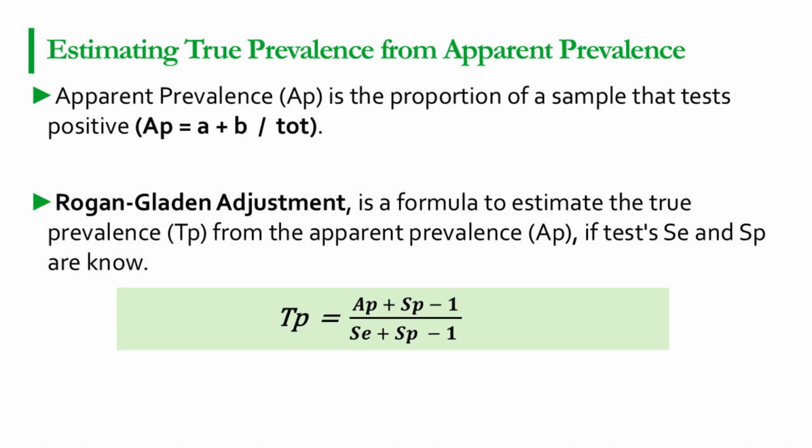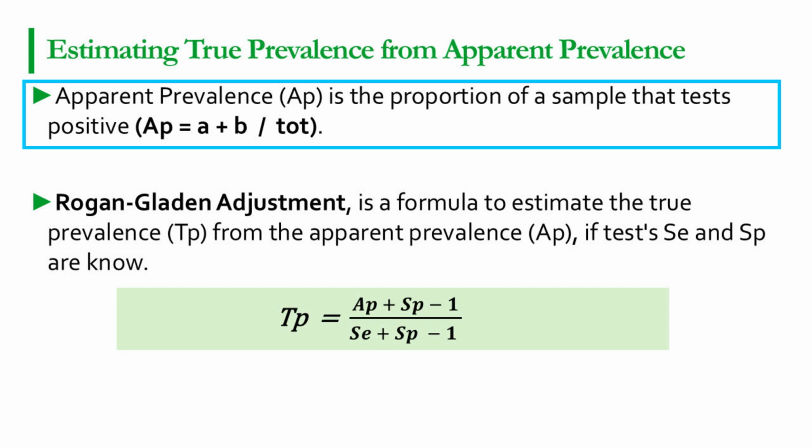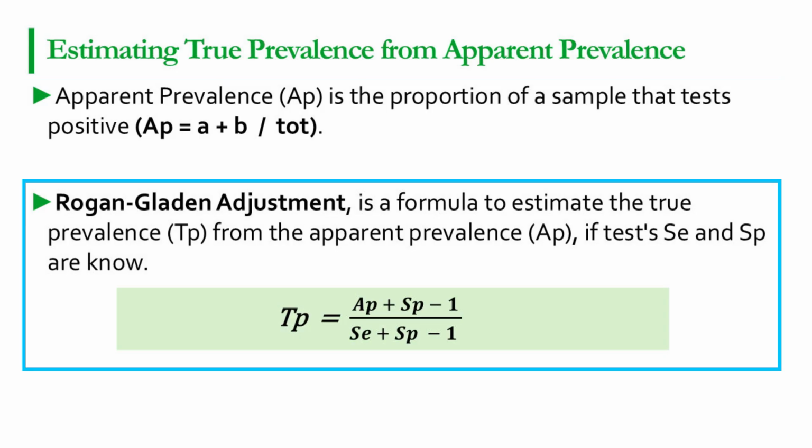The relationship shown is that apparent prevalence is A plus B over the total, meaning both true positives and false positives contribute. If the test is imperfect, apparent prevalence is biased away from the true value. The Rogan-Gladen adjustment is presented as the correction for this bias when sensitivity and specificity are known. The formula is: true prevalence equals apparent prevalence plus specificity minus 1, over sensitivity plus specificity minus 1.